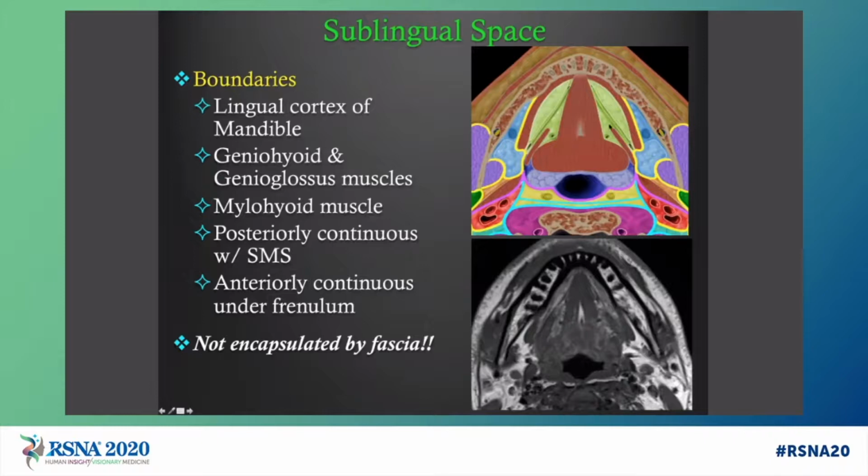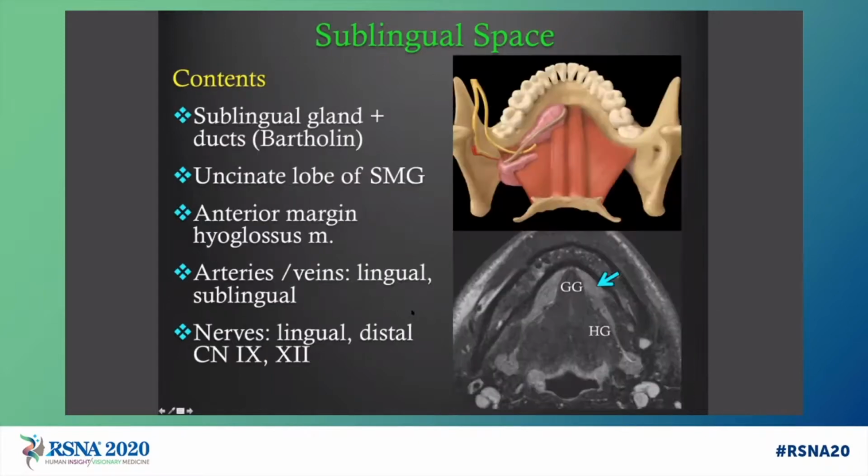So our sublingual space is bounded laterally by the lingual aspect of the mandible, as we see in our axial T1 weighted MR image here. It is bounded medially by our genioglossus and geniohyoid muscles, and also by our hyoglossus muscle. So our sublingual gland sits in the middle here in our sublingual space. It is bounded posteriorly by our submandibular space, as we see here. Now, it's important to understand the sublingual space is not encapsulated by fascia and is actually anteriorly continuous under that frenulum that we showed earlier.